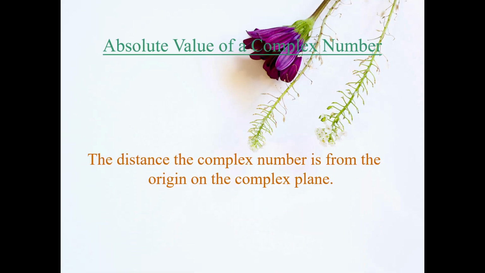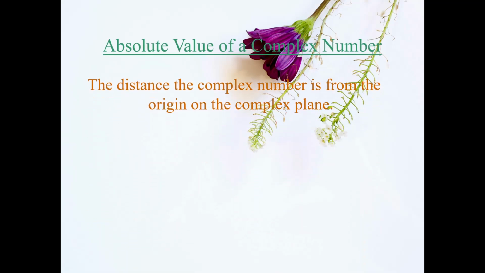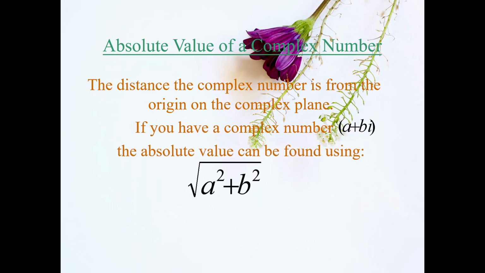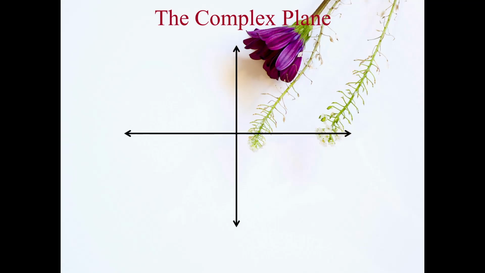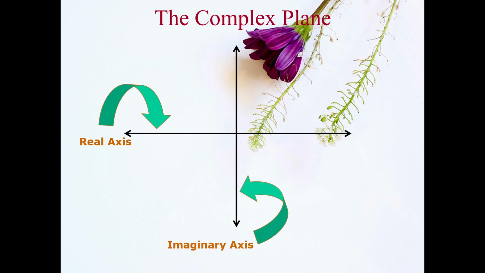The absolute value of the complex number is the distance of the complex number from the origin on the complex plane. If you have a complex number a plus bi, the absolute value can be found using the square root of a square plus b square. Then, for the complex plane, we have to draw a graph with a real axis and an imaginary axis.